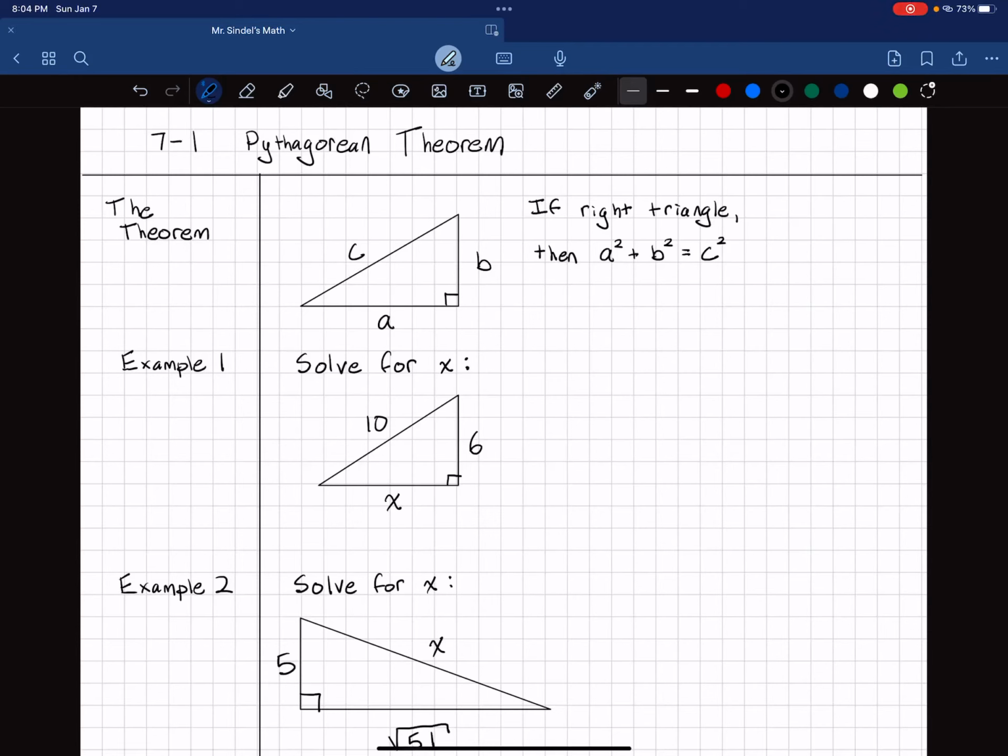This is Geometry, Lesson 7-1, the Pythagorean Theorem. I'm recording in the car, so that's why there's background audio.